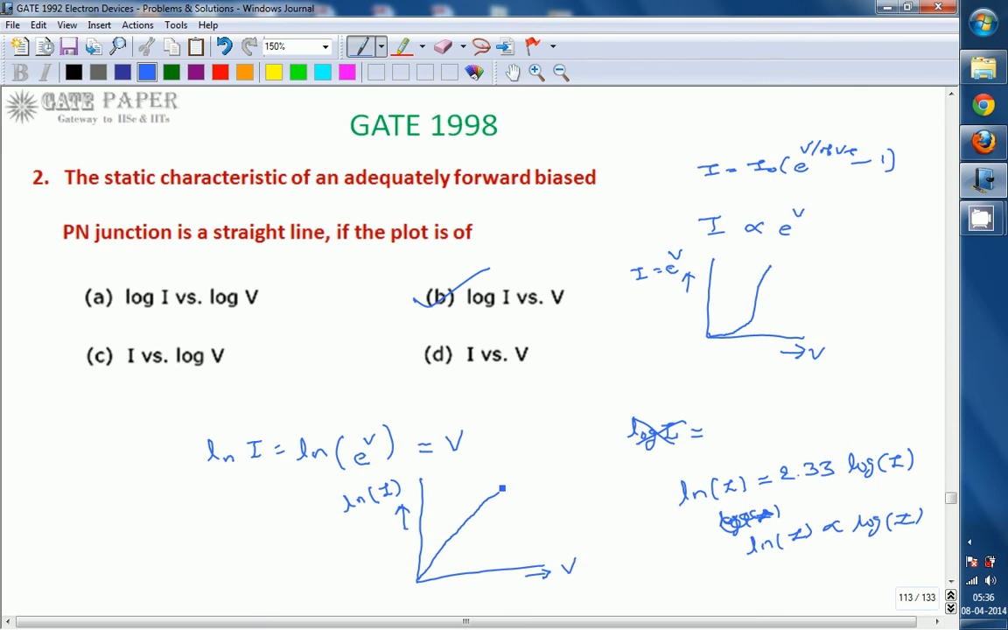So the static characteristic of an adequately forward biased PN junction is a straight line whenever you go with log I versus V. Here this is V gamma, the cut-in voltage. So instead of going exponentially, the characteristic now goes linearly whenever you go with log I versus V. Okay, thank you.